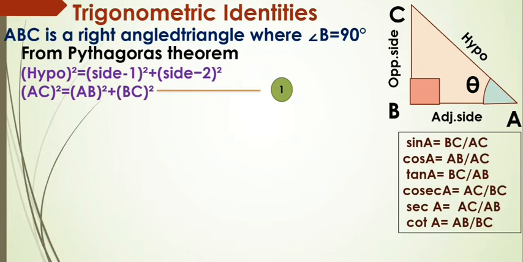Now, just start the derivation of the trigonometric identities. Here first, take the equation AC square is equal to AB square plus BC square. Here, I am dividing this equation by AC square.